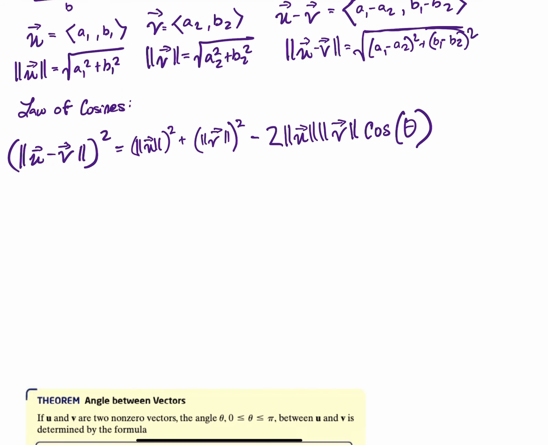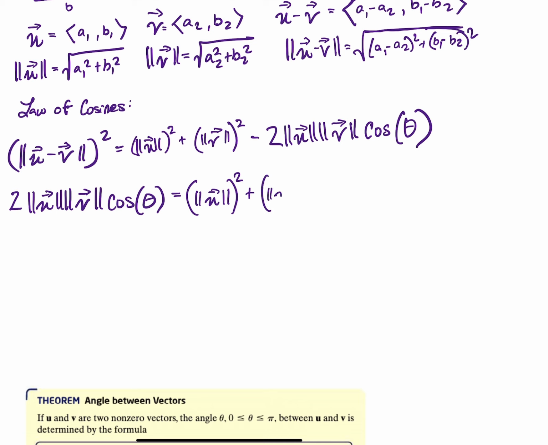So I'll add that term to the other side. So I'll get positive 2 times the magnitude of u times the magnitude of v times the cosine of theta. And then let's subtract this squared term over to the right side. So this should equal magnitude of u squared plus magnitude of v squared minus the magnitude of u minus v squared.